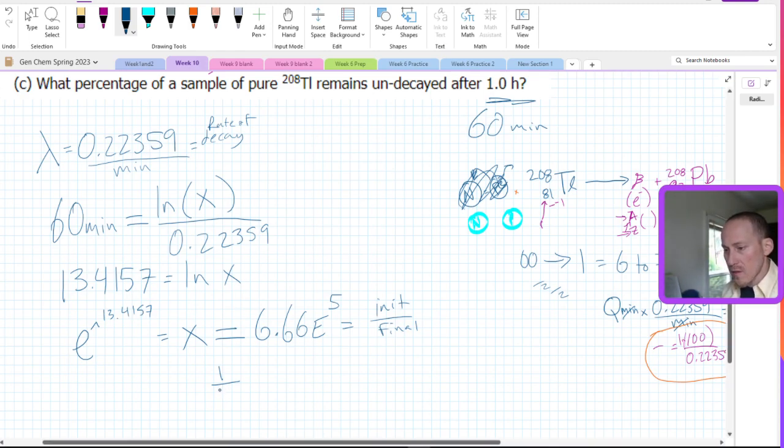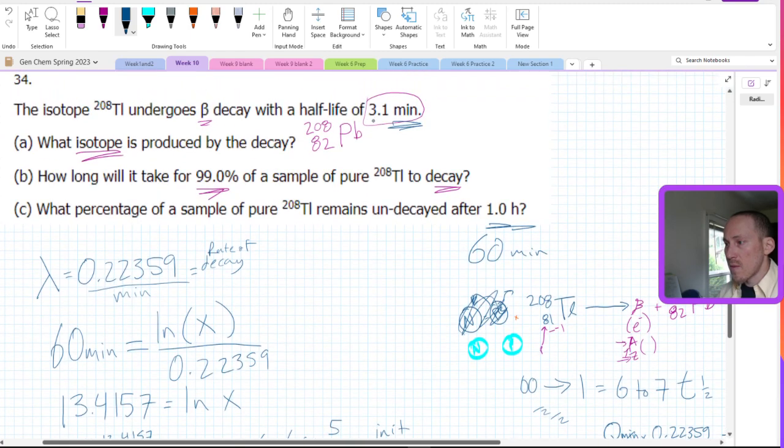One over this. No, it's positive 5, equals, which makes sense. 1, 2, 3, 4, 5. That tiny little fraction of initial is what's left. And that makes sense because the half-life was 3 minutes basically, right?